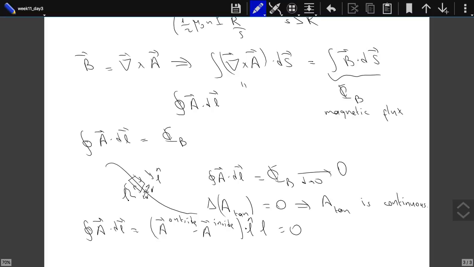This is basically my dl. The dl vector on the outside is in the L hat direction. The L vector on the other side is in the minus L hat direction. So that's why I have this minus sign. So their horizontal components should be equal on both sides. But that is the definition of continuity. So the tangential component of A has to be continuous.